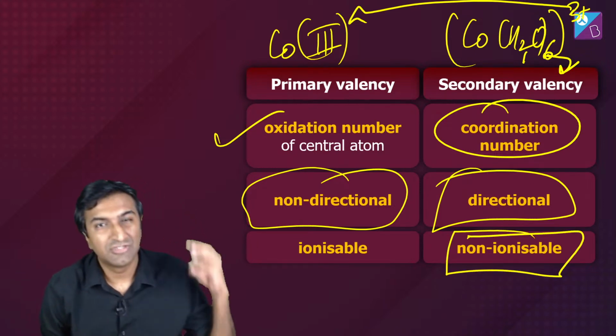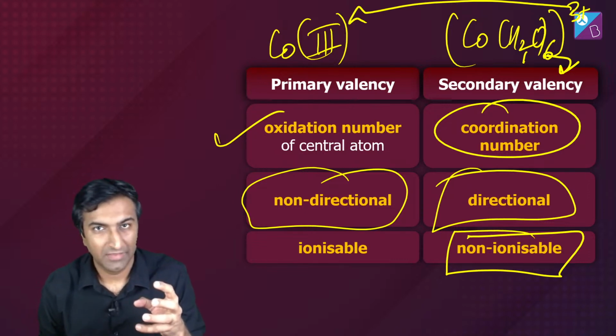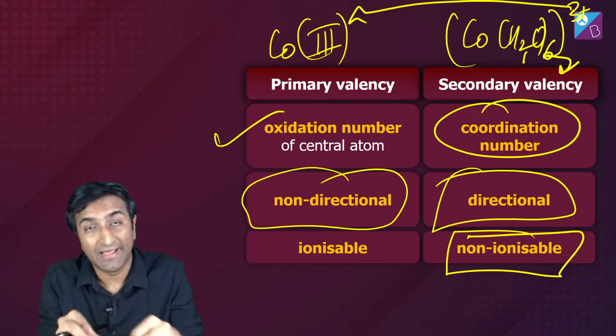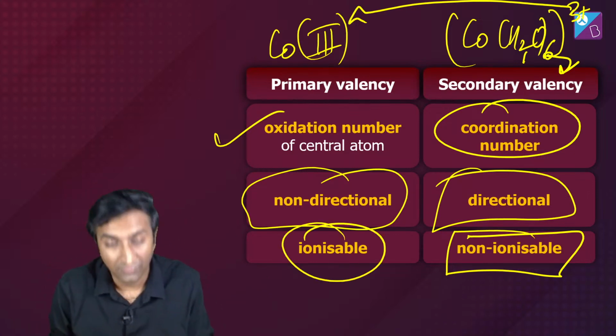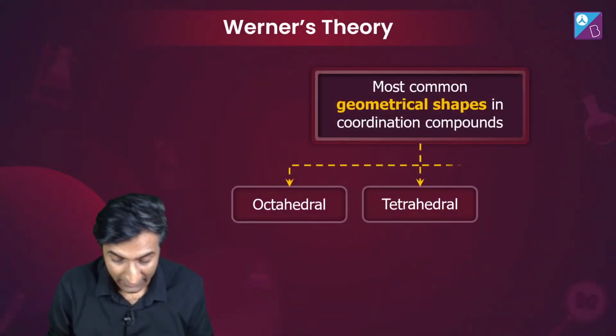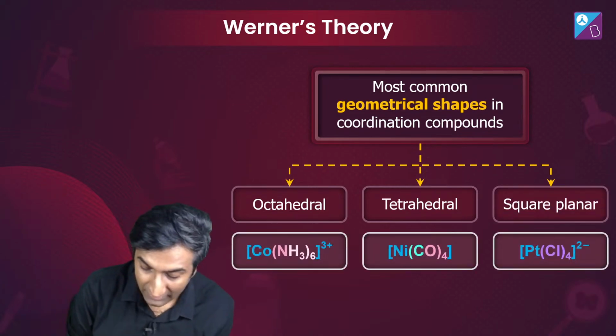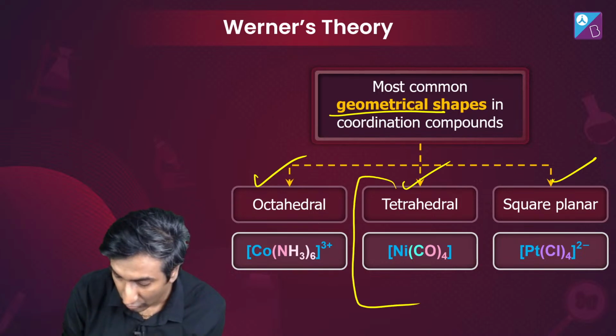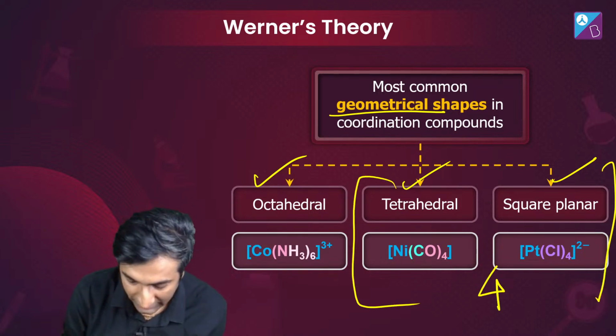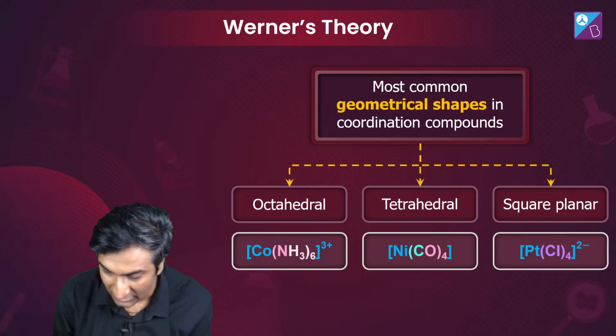Non-ionizable means that this 4 or 6 or whatever it is, these don't split up. Putting it in water, it doesn't give you ions. Whereas this is what is responsible for the ions, the counter ions and all of that. Okay? So these are the common geometrical shapes: octahedral, tetrahedral, square planar. Both of these are given by the coordination number 4. This one is given by the coordination number 6.